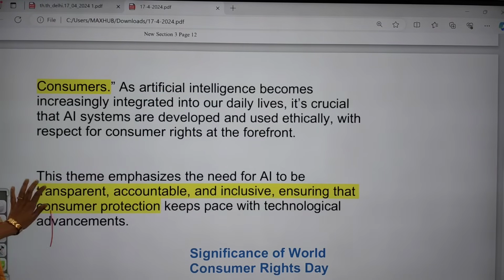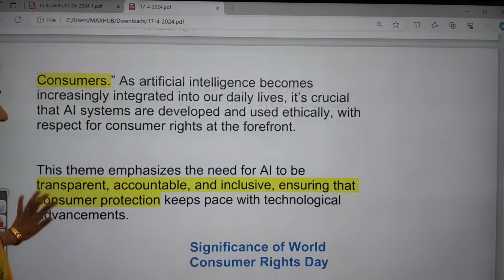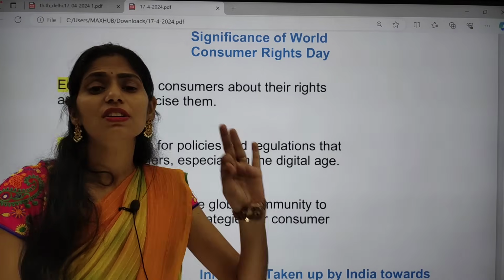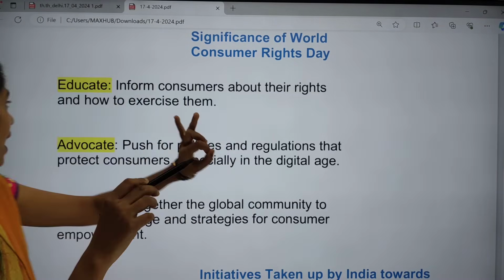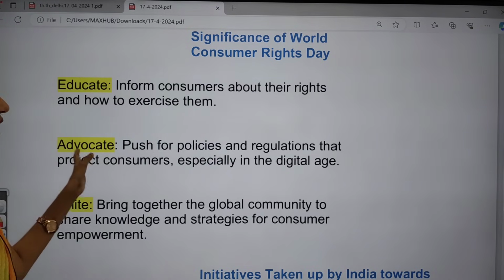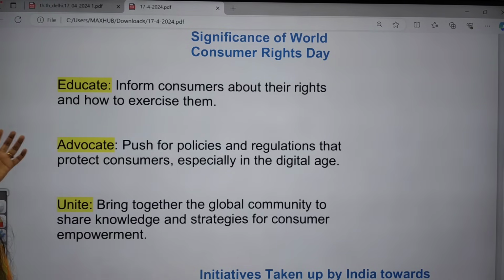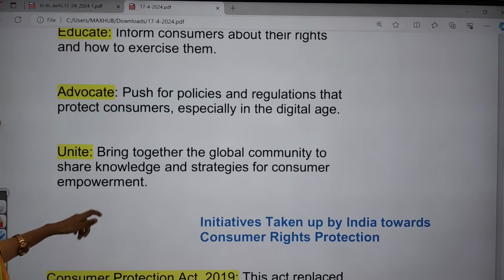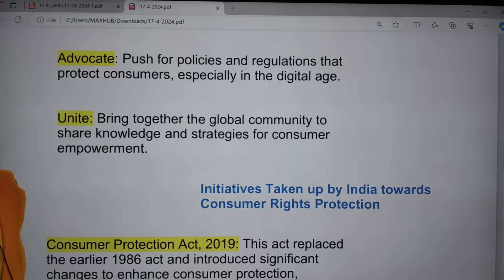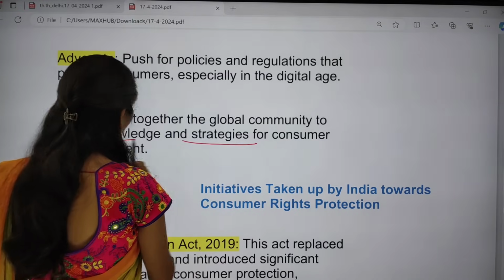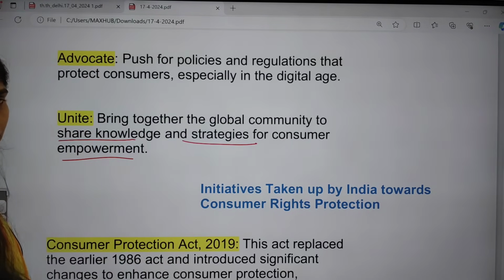And let us see what is the significance of this day. We are celebrating this day especially for three things. The first one is we have to educate about their rights, and we have to advocate the policies and regulations to protect consumers, especially in the digital era. And we have to bring together the global community to share the knowledge and strategies for consumer empowerment.